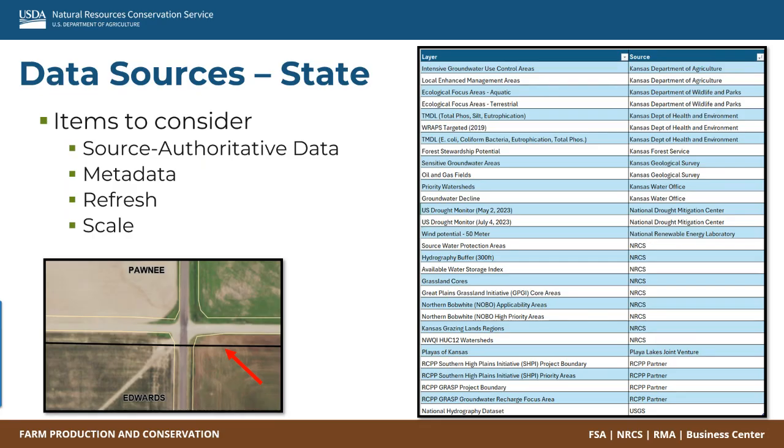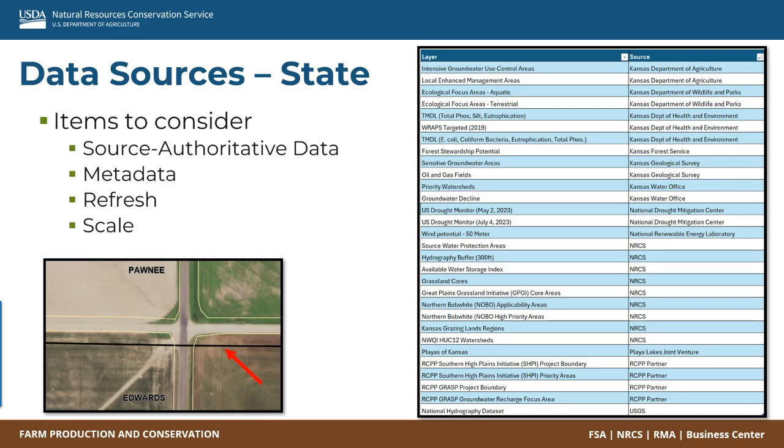This leads me to my first item we consider when evaluating data for the use in the ranking, and that's who is the authoritative source, and can we receive the data directly from them? We don't want to use data secondhand and that may have been manipulated for an alternative purpose. Due to our ongoing relationship through Kansas Technical Committee, we can work with them as the authoritative source for the next three items I had listed on the left: the metadata, refresh, and scale.